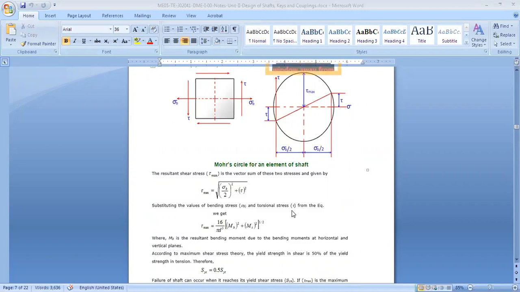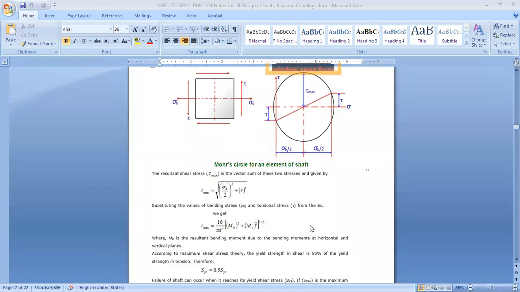For the design, if we are using the maximum shear stress theory with this equation, there are three parameters: tau max, diameter, and the bending moment and twisting moment. There are two moments. If we know tau max, that is the allowable shear stress, which we can find using the equation 0.5 SYT upon factor of safety. Then we have to find the bending moment and twisting moment. Then we can find the diameter.